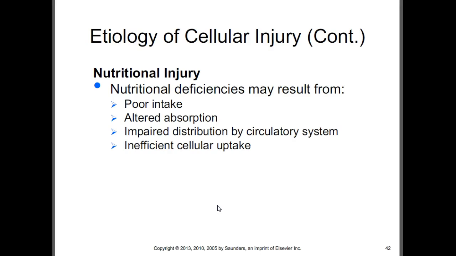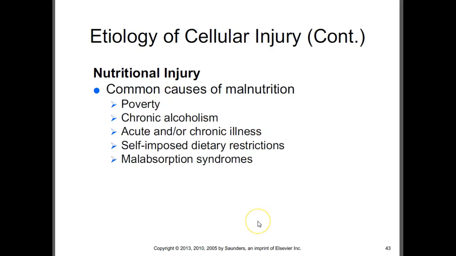Remember that if you do not have the enzyme lactase, you cannot break down lactose. And if you don't break down lactose, you could be decreasing the amount of glucose and galactose being absorbed by your cells. Because you can't absorb it in the form of lactose, you have to absorb it as glucose or galactose, which are monosaccharides, right? So absorption is going to be altered in that case. There can also be an impaired distribution by the circulatory system, or inefficient cellular uptake, right?